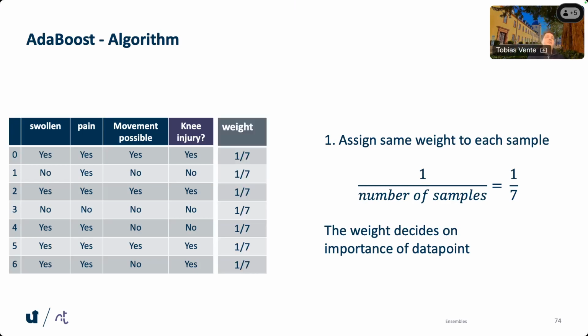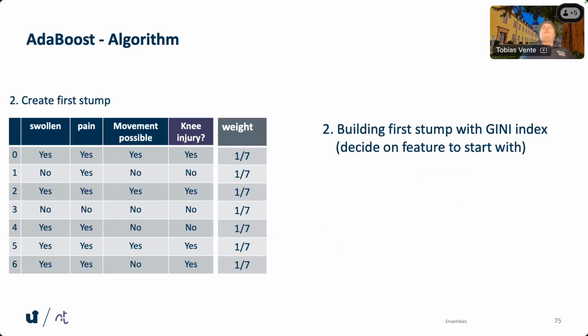So in the very beginning, instead of bagging the data set, here we set a weight for each of the data points, and each data point gets the exact same weight. So they are all equally important in the very beginning. The way you apply these weights is pretty straightforward. You divide by the number of samples, and then you just add a column with the weight, and there you go. And then we build the first tree.